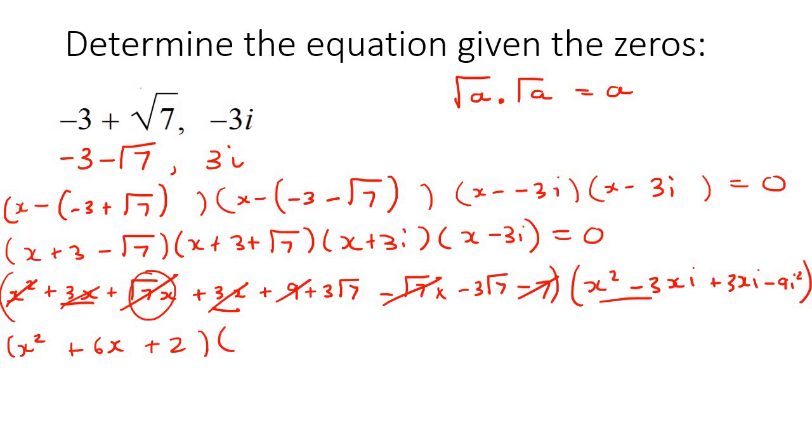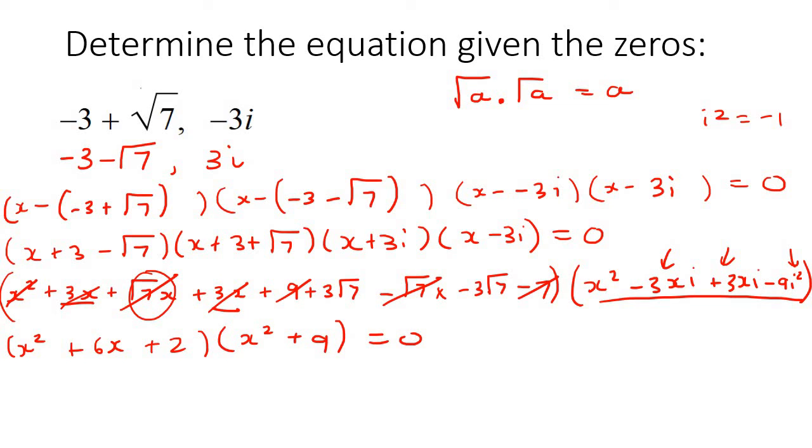And then in this bracket, we know that these two cancel. And then we know that i squared is negative 1. So if you have negative 9 times negative 1, you're going to end up with plus 9, like that.